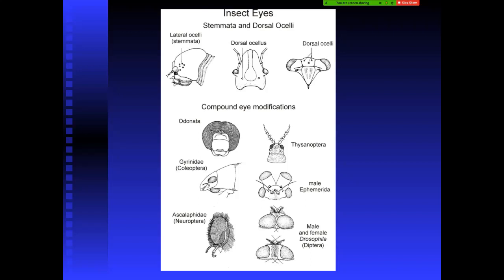Or various types of Coleoptera, which you should know by now is beetles. So hopefully you know those terms by now. And then various other types of insects like Neuroptera and Thysanoptera and so forth. And then Drosophila, which are part of Diptera. We should know that those are flies at this point.